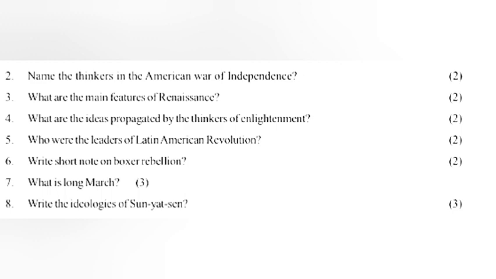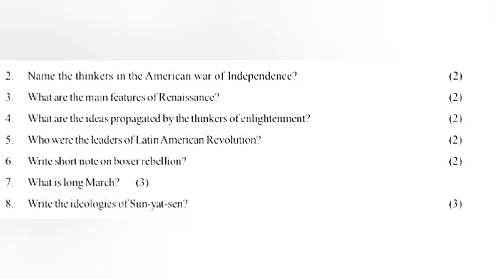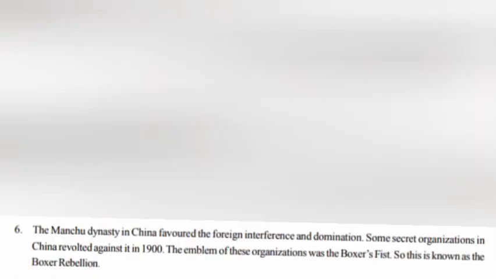5. Who were the leaders of Latin American Revolution? Answer: Jose San Martin, Francisco Miranda, and Simon Bolivar. 6. Write a short note on Boxer Rebellion. Answer: The Manchu dynasty in China favored foreign interference and domination. Some secret organizations in China revolted against it in 1900. The emblem of this organization was the boxer's fist, so this is known as the Boxer Rebellion.